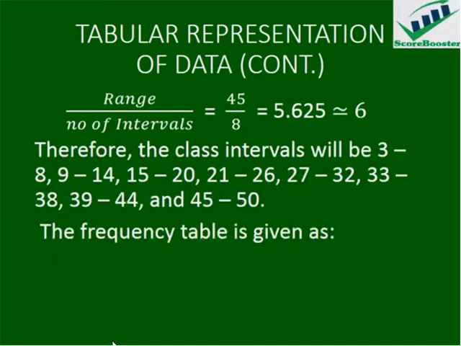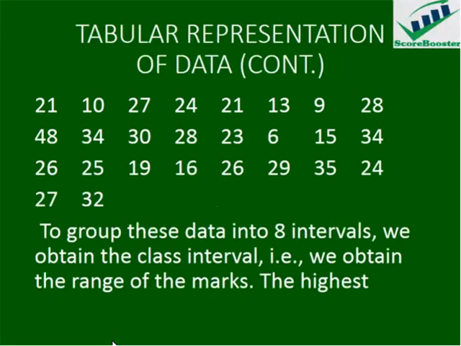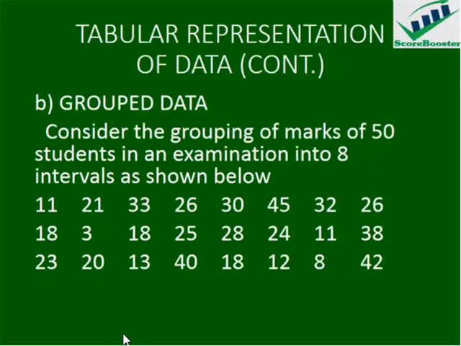So now we go and count. So 3 marks to 8 marks. You can see that this is not in the interval. So this is 1 because this person has 3 marks. This is not there.